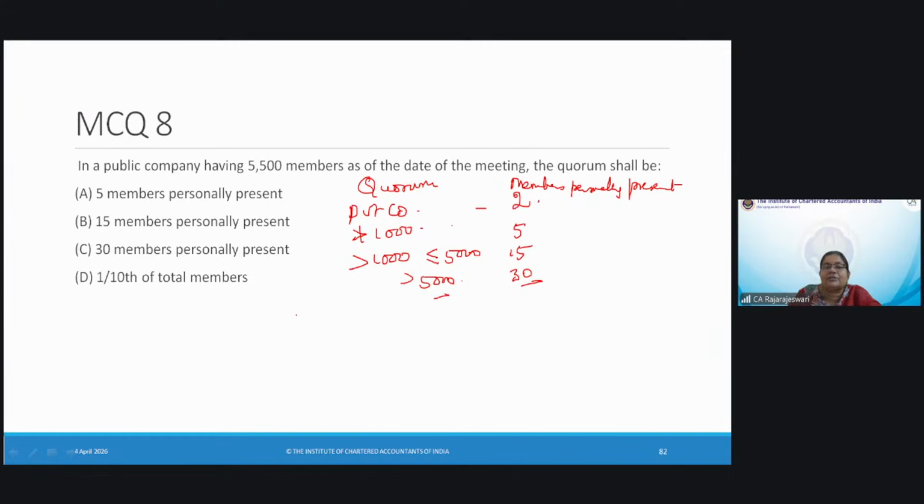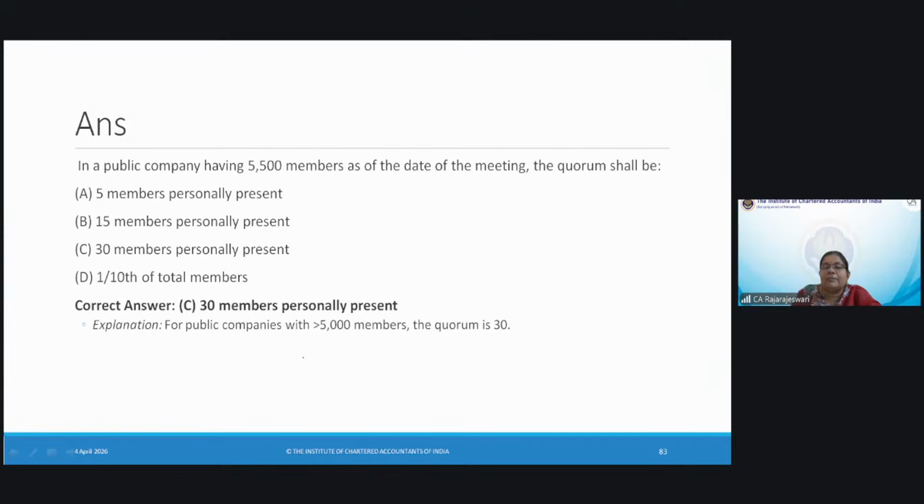Our case scenario talks about 5,500 members, so it is more than 5,000. You can use 5 for up to 1,000 members. This 15 members is for greater than 1,000 but lesser than or equal to 5,000. Then this is for more than 5,000. So the answer is 30 members personally present will be the quorum.